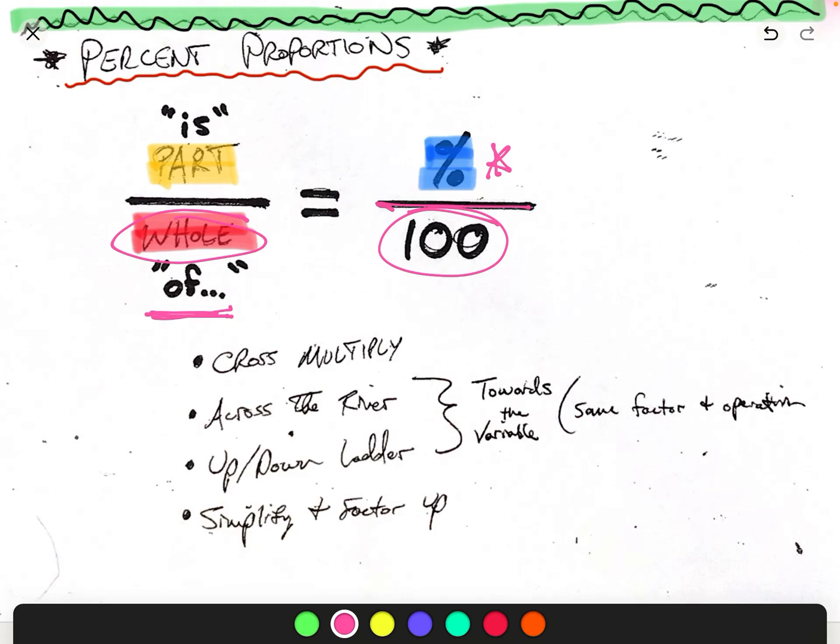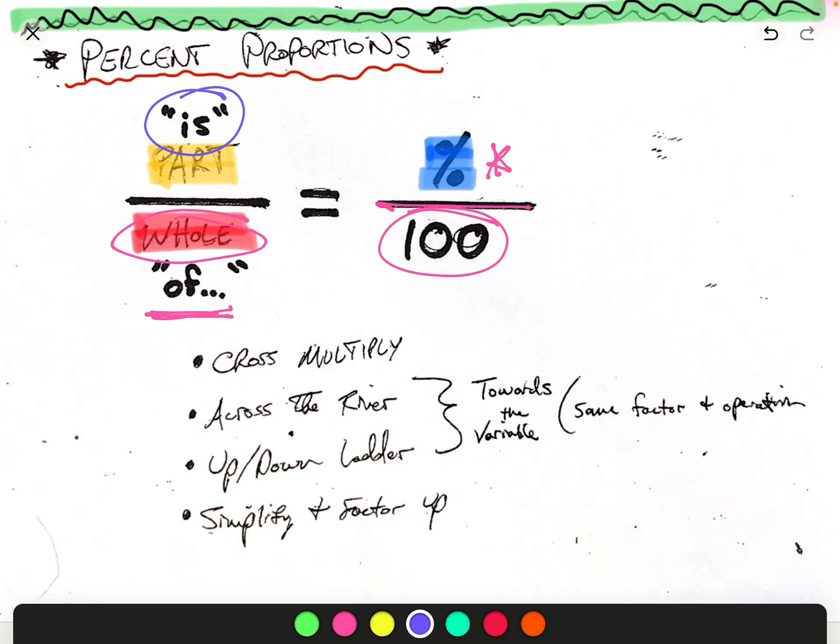Again, one of the things that the book will mention is the word is for your part, but that one's a little tricky because it could come before, it could come after. But I know after the word of, that's going to be my denominator, that's going to be my whole number here, on this side of my proportion. And I know whatever's in front of my percentage sign is going to go over 100.